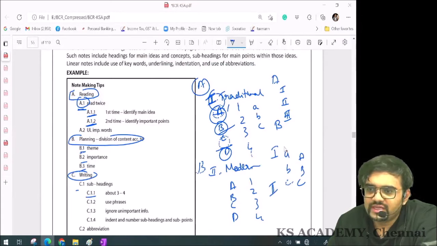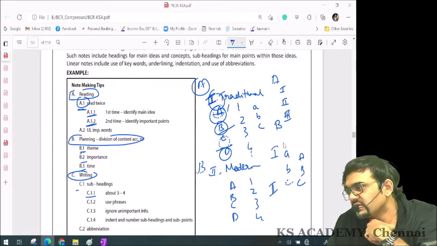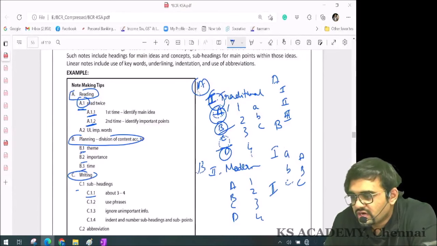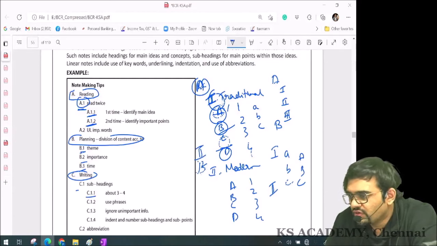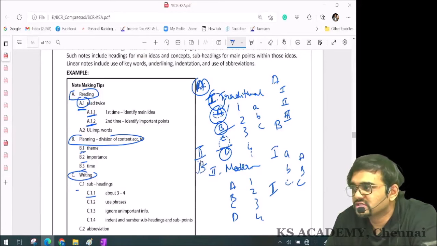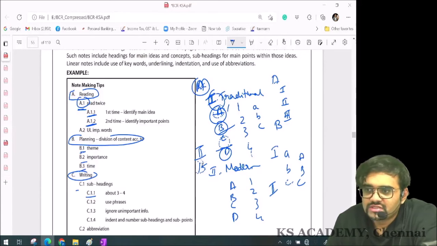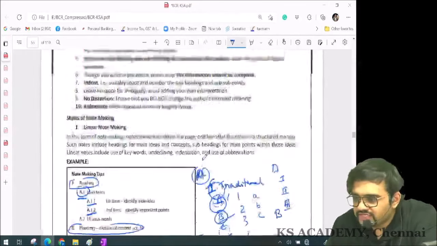So the main heading can be ABC, or it can be 1, 2, 3, or Roman 1, 2, 3, whatever it is. But please maintain the same structure. You can't write A here and make it 2 here. Correct? If you are writing A here, you have to make it B. So either use ABC or 1, 2, 3 or Roman 1, 2, 3, small 1, 2, 3, whatever you want. Please avoid bullet points. You cannot write in bullet points, so that is not possible. This is how you should see. I have given you examples here of how to make it. See, there are various types.